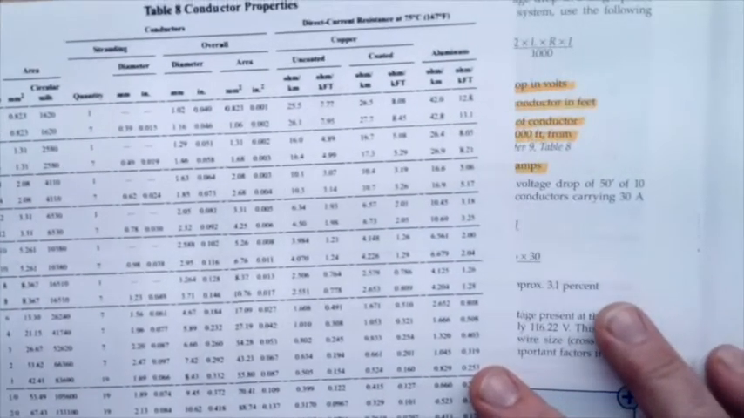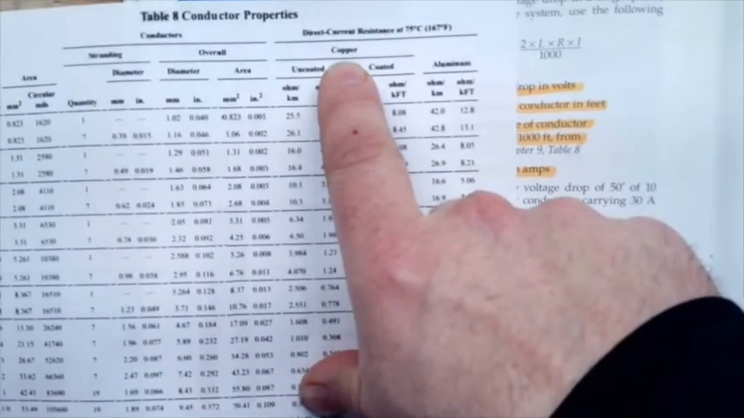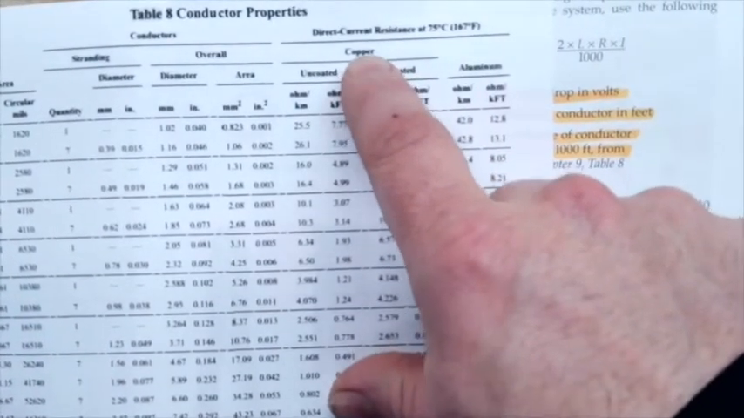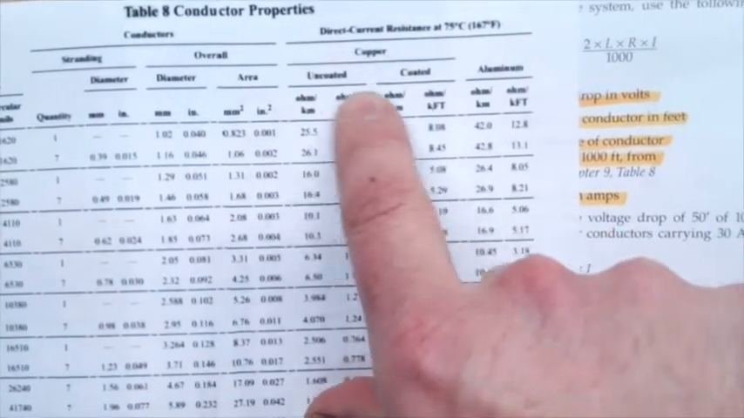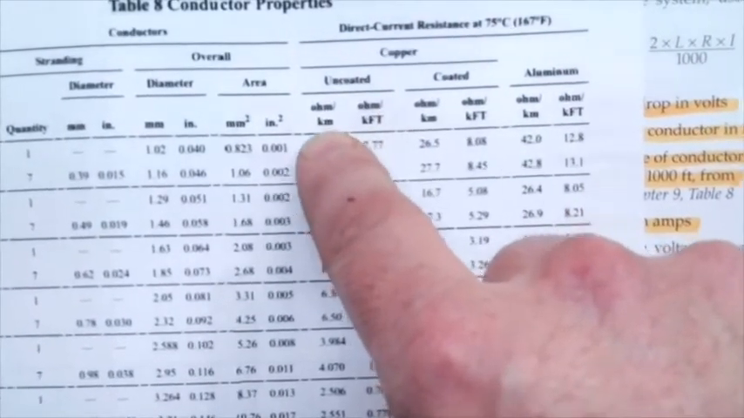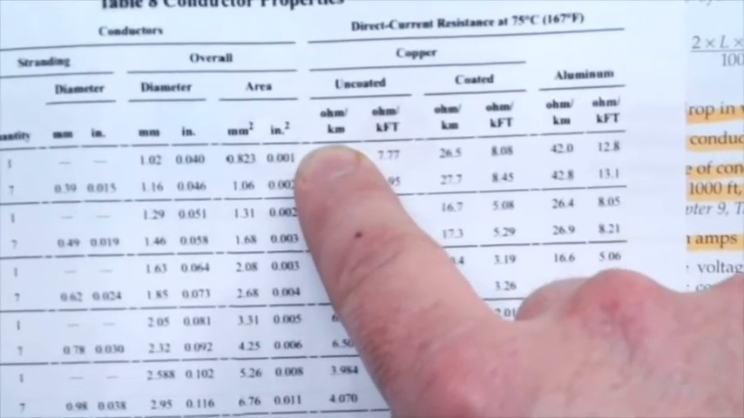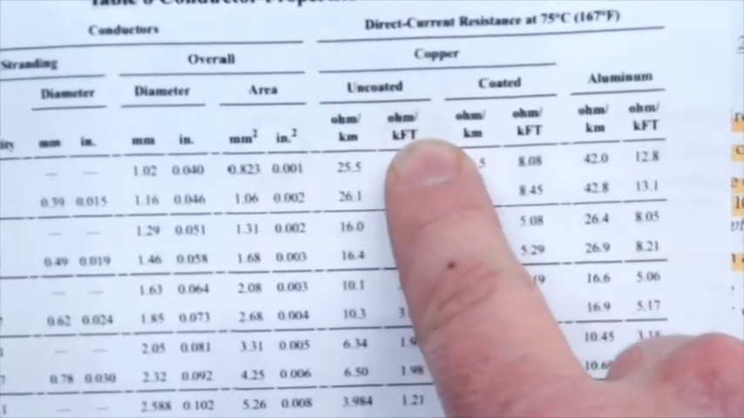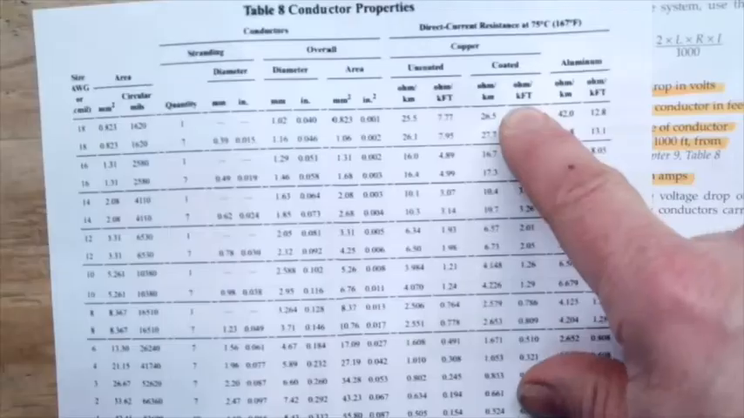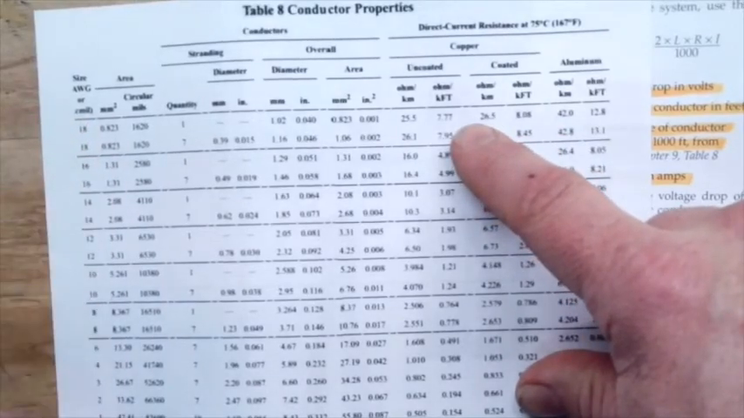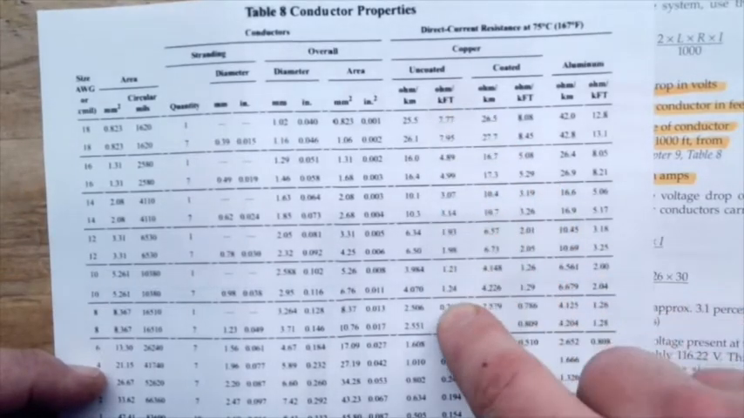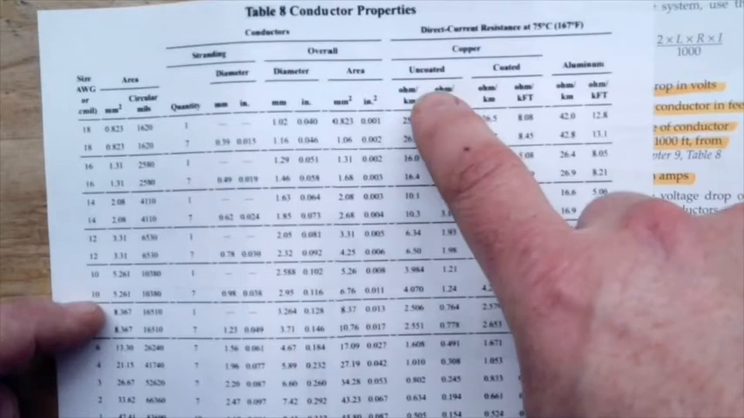The next big thing to look at is that most of the time we're going to be dealing with copper, unless it says aluminum, and there are 2 kinds of copper, which I will go over in a minute. We have uncoated and coated. The uncoated is broken into 2 parts: ohms per 1,000 kilometer and ohms per 1,000 feet. And then the coated is broken into 2 parts: ohms per 1,000 kilometer and ohms per 1,000 feet. So I have the wire gauge, the size, and then I have the resistance in ohms per 1,000 feet on this side. As I said, coated and uncoated.